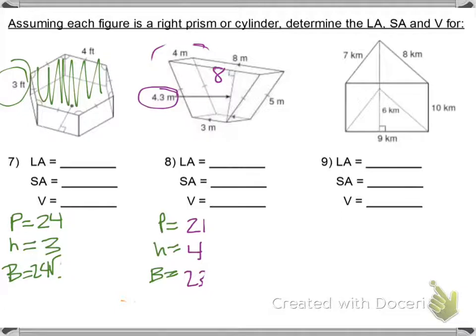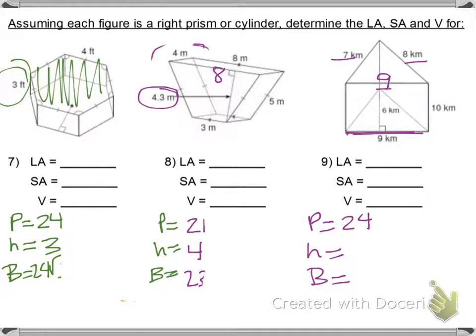Okay, number 9. Here we have another triangular prism, and these are my two bases here. Whoops, I was going to erase that. There we go. So again, I'm just going to do the same thing: perimeter, height, base. So the perimeter of our triangle, it's showing you here that this is 9, which means this is 9 up here. So we have 7, 8, and 9. And if you add all those up, that's 24.